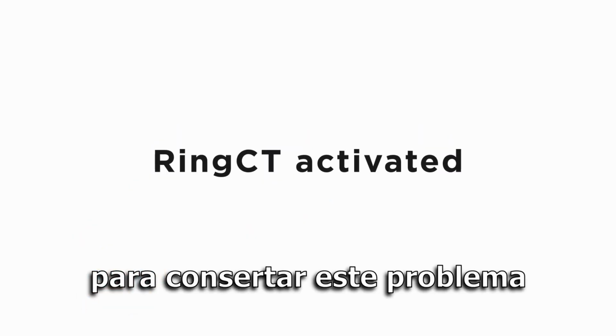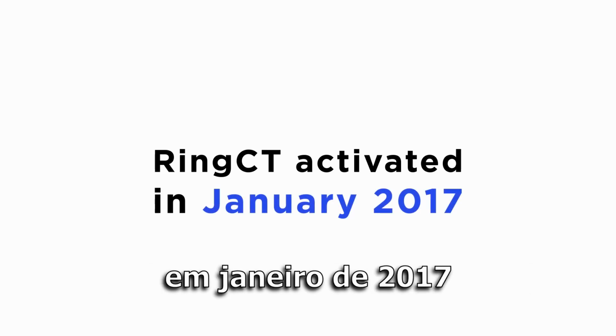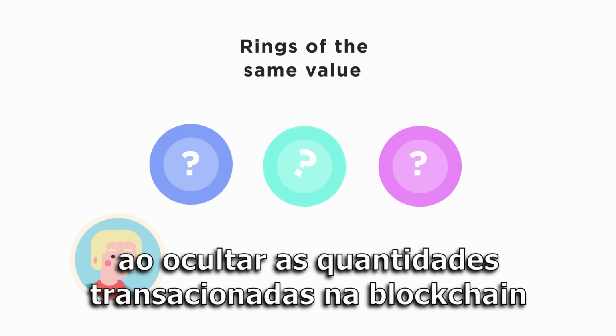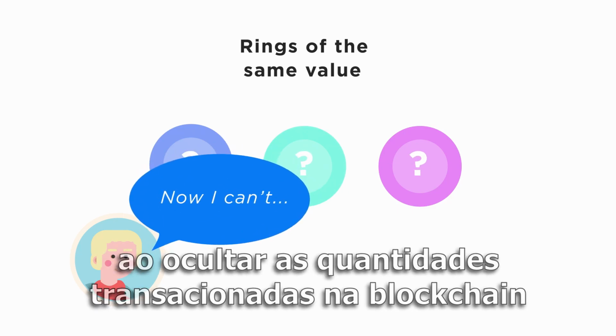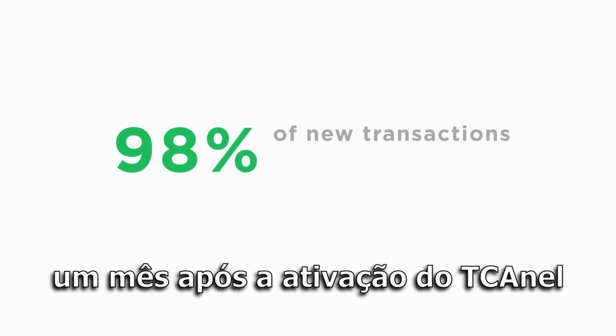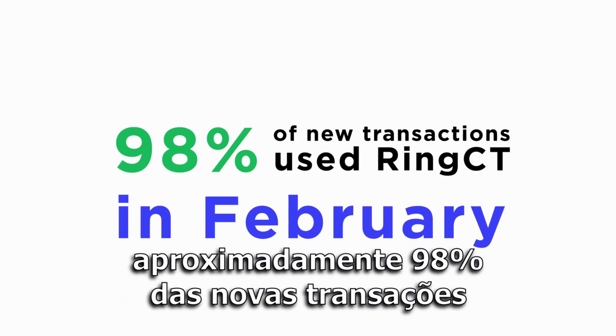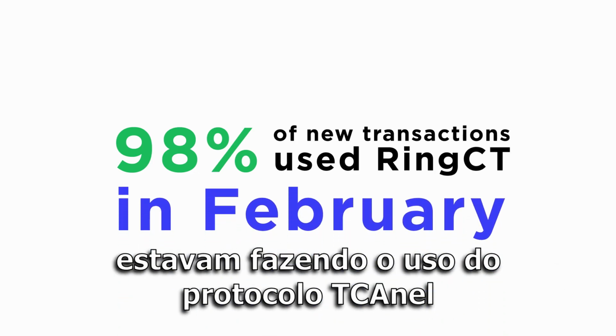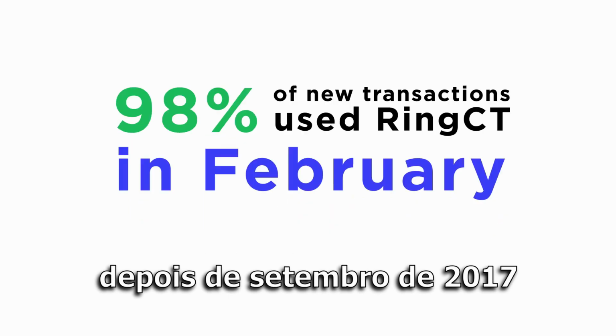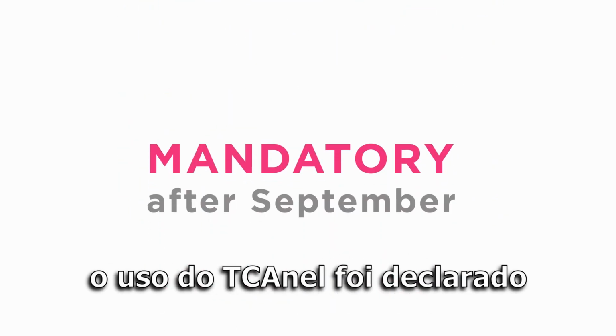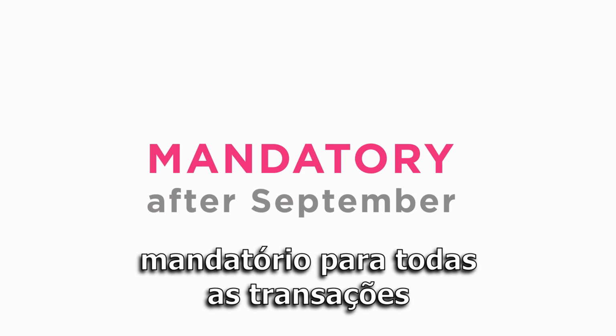To address this shortcoming, Monero activated Ring CT in January 2017. Ring CT prevents privacy leaks by hiding transaction amounts in the blockchain. A month after Ring CT was activated, approximately 98% of new transactions were using the Ring CT protocol. After September 2017, the use of Ring CT will be mandatory for all Monero transactions.